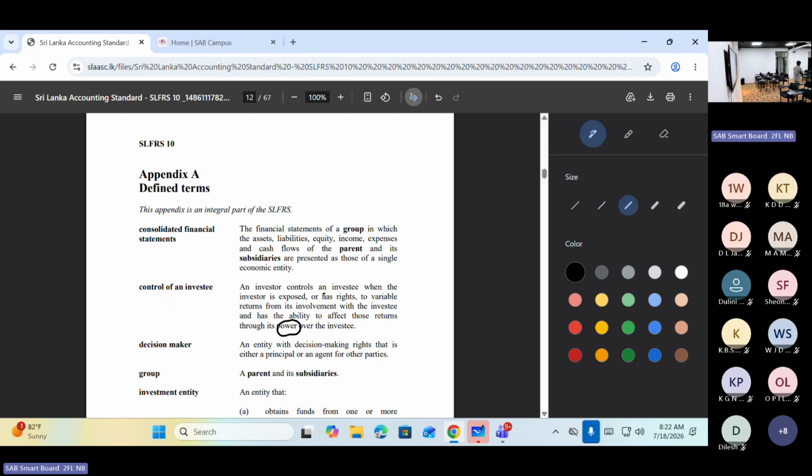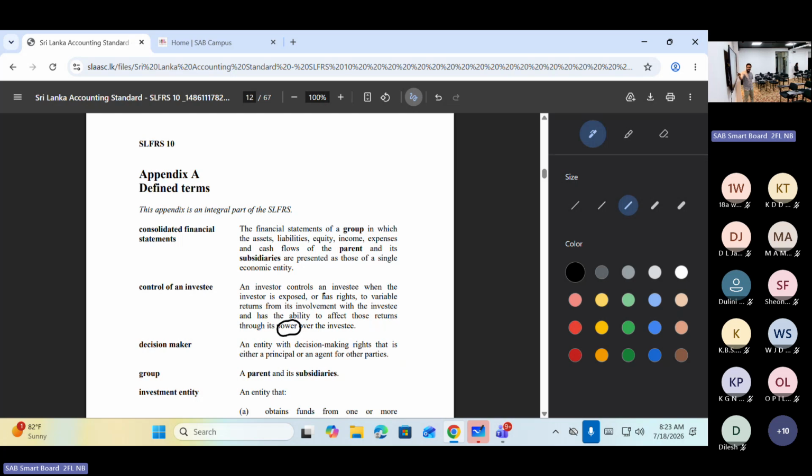Now we are discussing the parent and subsidiary relationship. Once we have a parent, by using his power, he's controlling the subsidiary. Controlling what? Controlling the return, right? Controlling the return because of the involvement given by the parent to its subsidiary. That's called control.